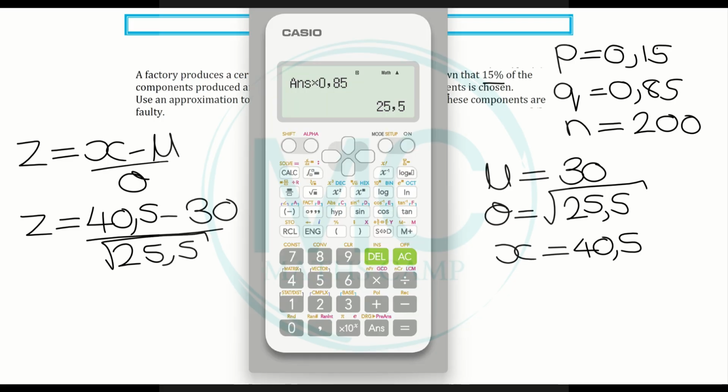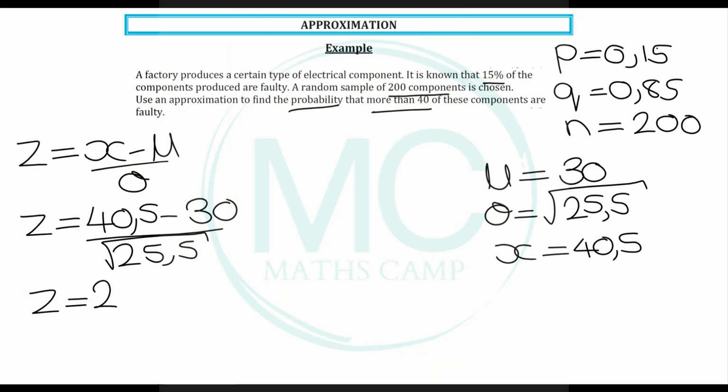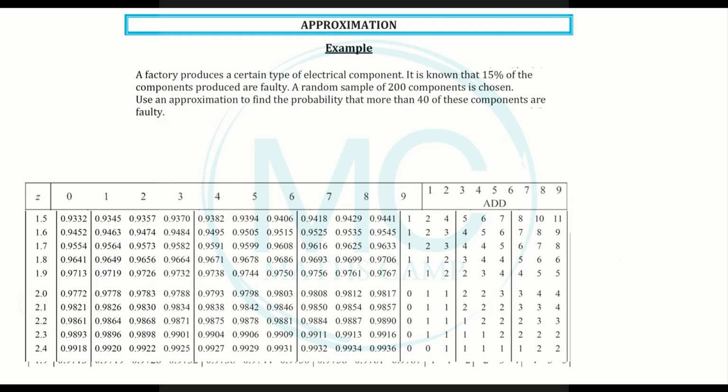Take my calculator. Let's create a fraction. 40,5 minus 30 over the square root of 25,5 is equal to 2,0793 and so on. For a z-score, always round off to 3 decimal places. So I can say that z is equal to 2,079. Now I can go to my table. I have 2,0, 2,07 gives me 0,9808.